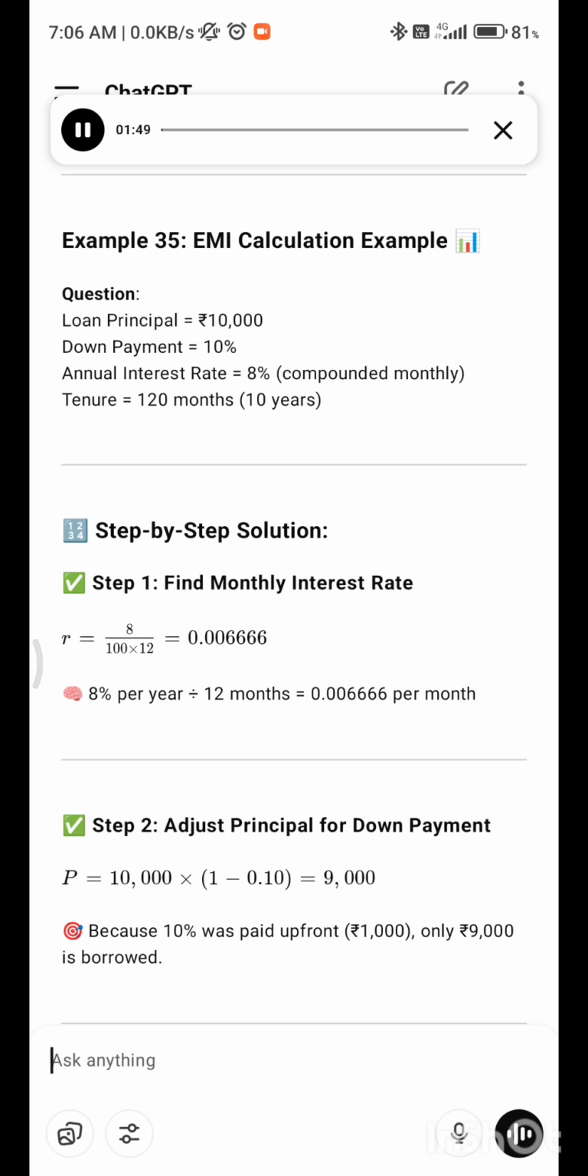Step-by-step solution. Step 1, find the monthly interest rate. R equals 8 divided by 100 times 12, which is 0.006666. 8% per year divided by 12 months equals 0.006666 per month.